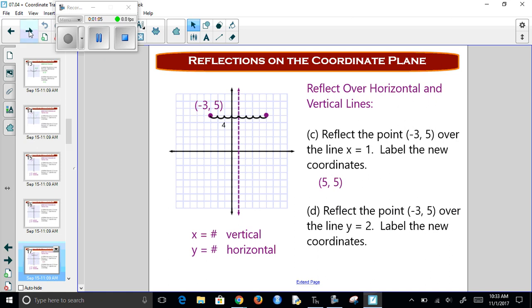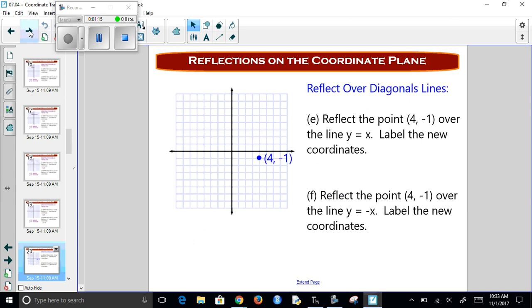Now, if we are going to reflect it over y = 2, that's the horizontal line, you count them out and you're going 3 down, you've got to go 3 more, and you've got it.